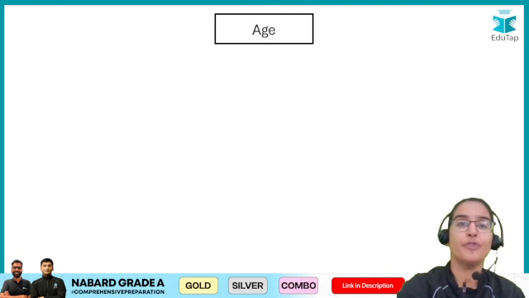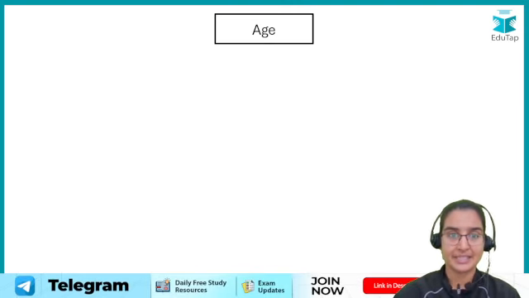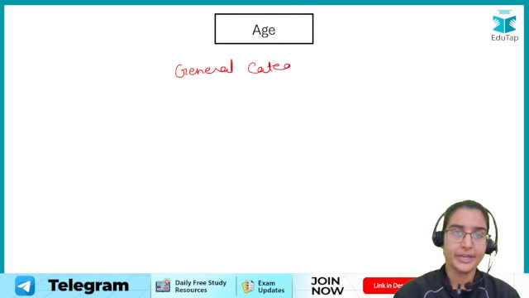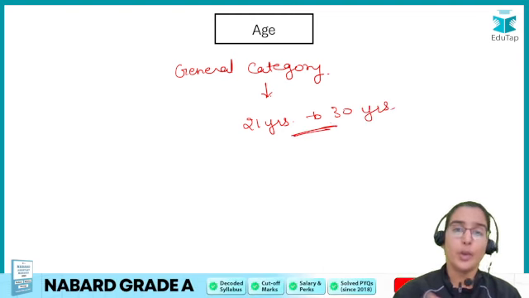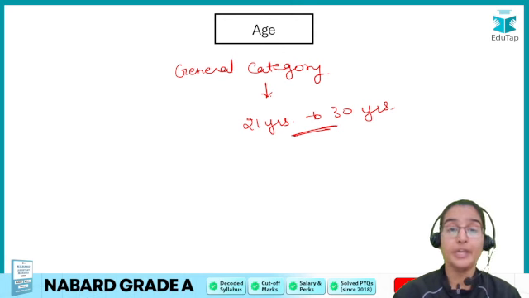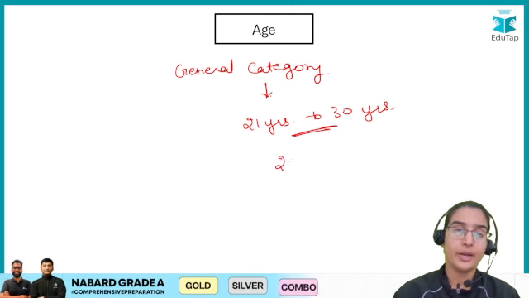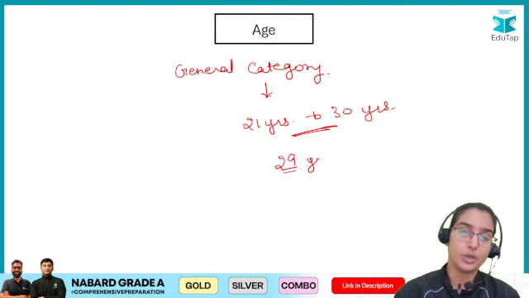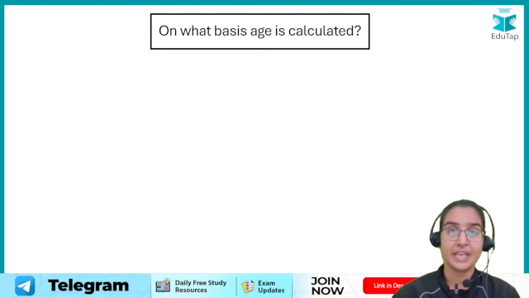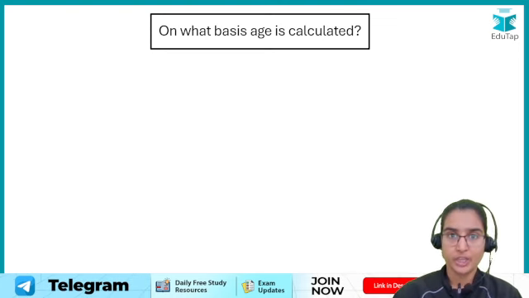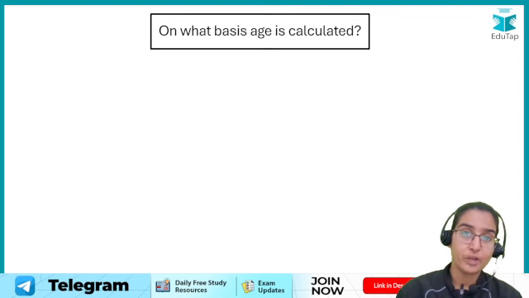So students, first of all, as far as the age related criteria is concerned, for a general category student, the age is 21 years to 30 years. This is the age related eligibility which you have to meet, 21 years to 30 years. But now those students who are 29 years old in the year 2025 must be having this doubt that on what basis this age is calculated. By the time the notification is released, will I be eligible to apply for this exam or not?